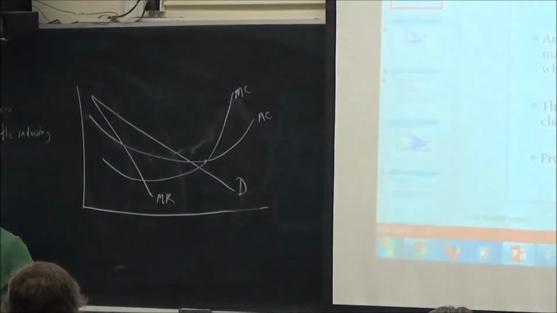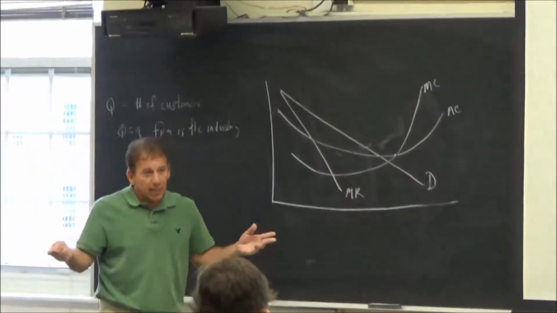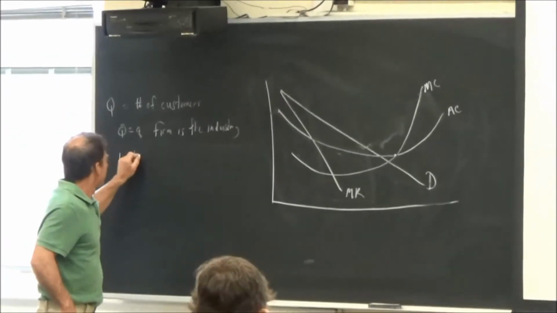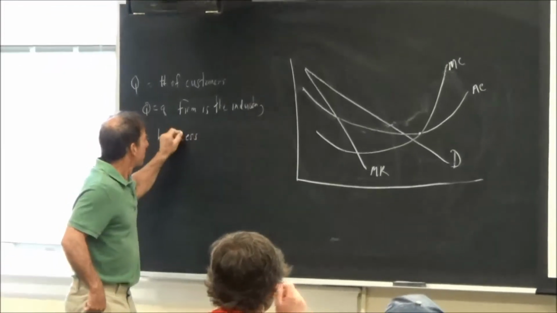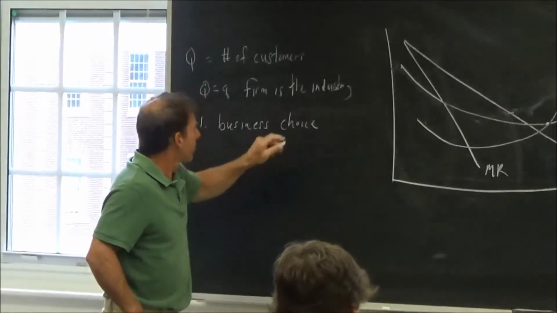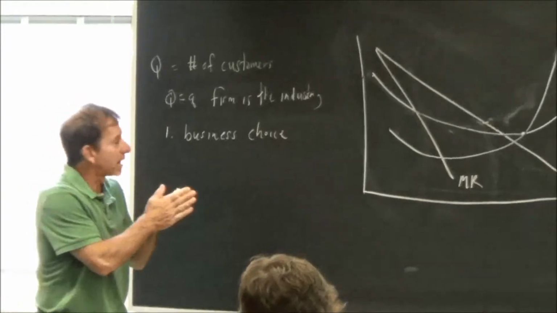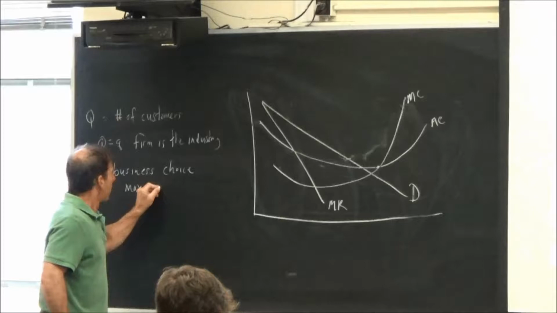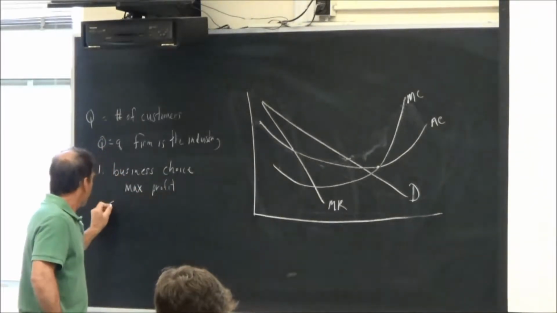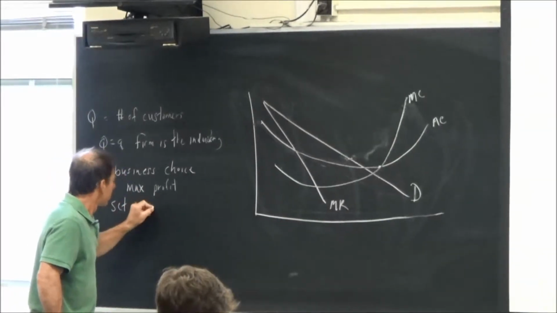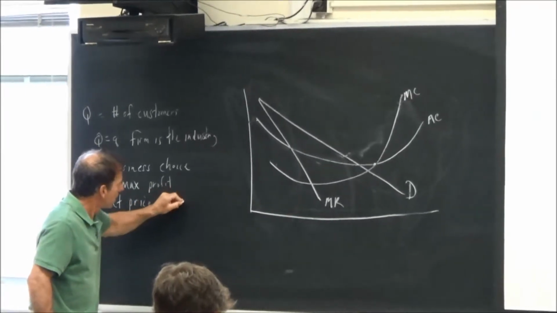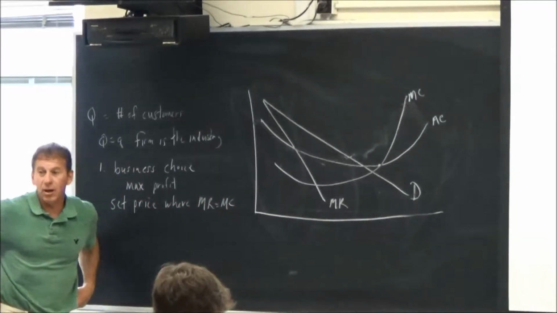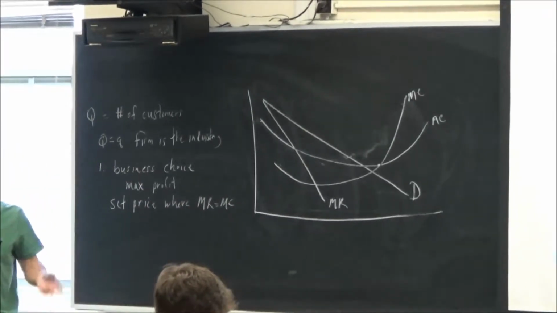So we have 3 pricing options. Number 1 would be the unregulated monopoly, which is basically the business. So option number 1 is the business's option. This is their choice. The business choice is they're going to maximize profit, right? If they're a business, they want to maximize profit. So they will set prices where MR equals MC. That's what anyone who wants to maximize profit is going to do: MR equals MC.